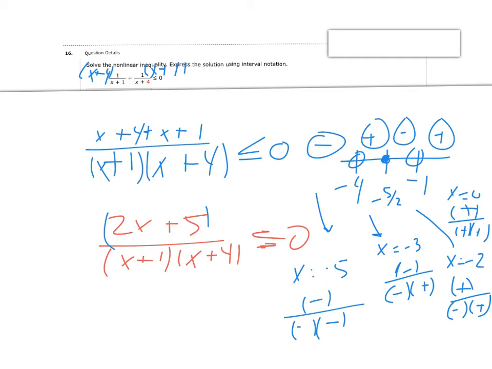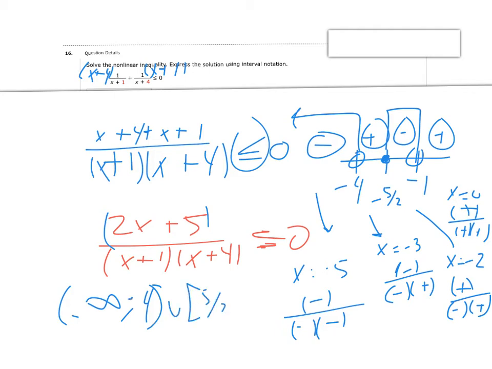All right, so I want less than 0, so I want the negative, so it'll be over here and in here. So my answer for this one would be -infinity to -4. Let's see, that's a parentheses, and then union bracket -5 over 2 comma -1. Actually, it's -1 with a parentheses.